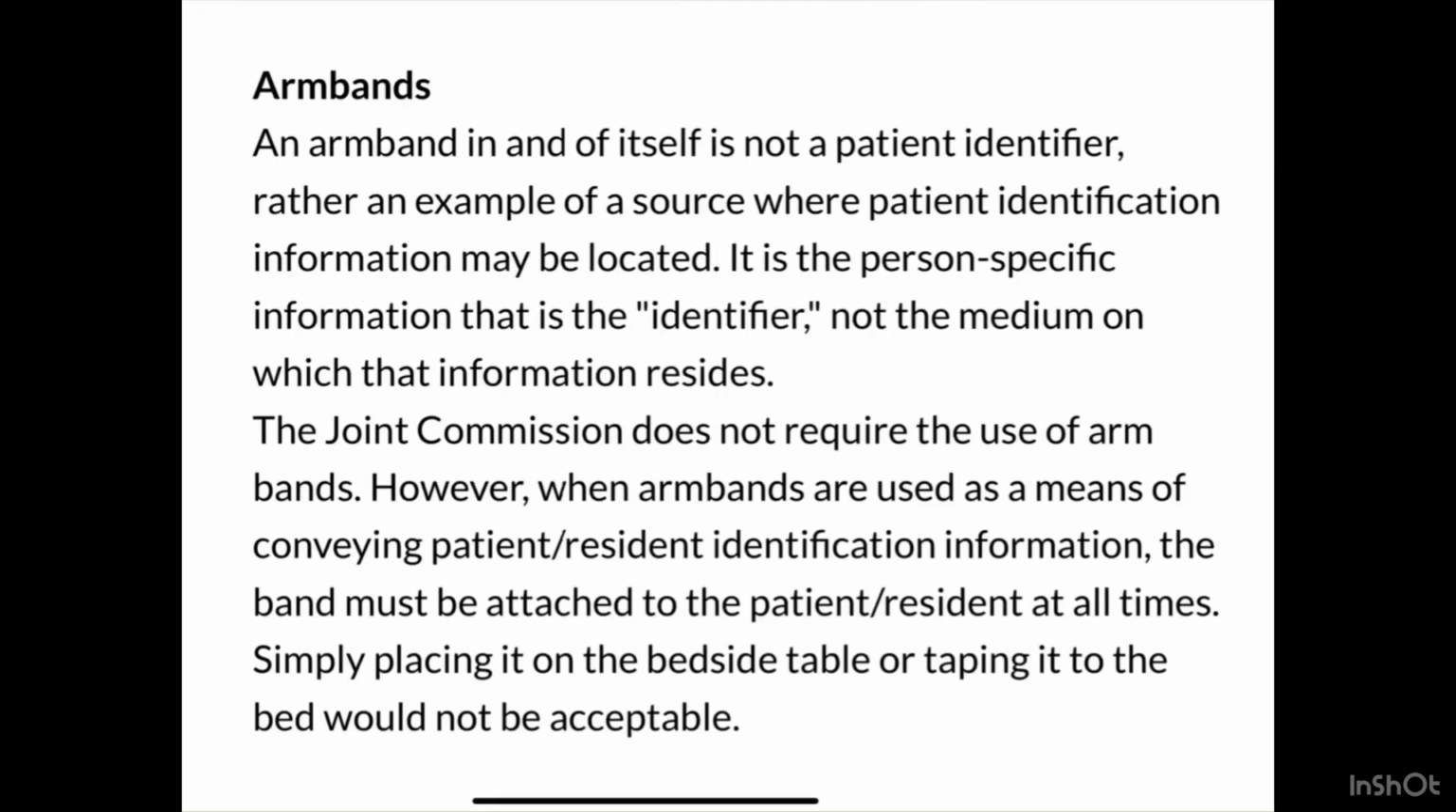Armbands. An armband in and of itself is not a patient identifier, rather an example of a source where patient information can be located. It is the person-specific information that is known as the identifier, not the medium on which the information resides. The Joint Commission does not require the use of armbands. However, when armbands are used as a means of conveying patient or resident identification information, the band must be attached to the patient or resident at all times. Simply placing it on the bedside table or taping it to the bed would not be acceptable.